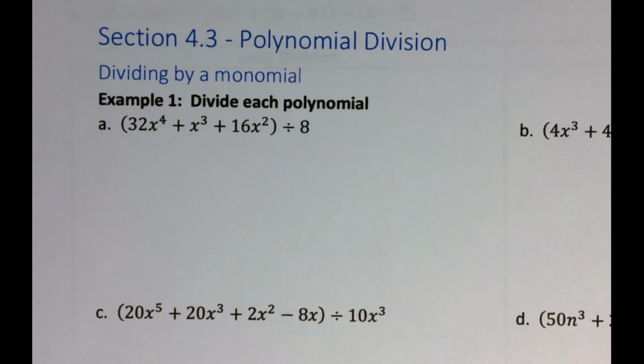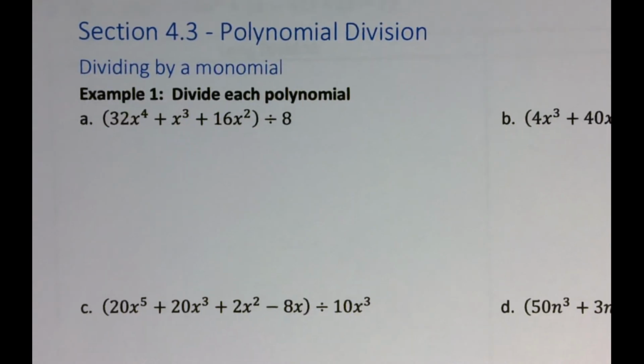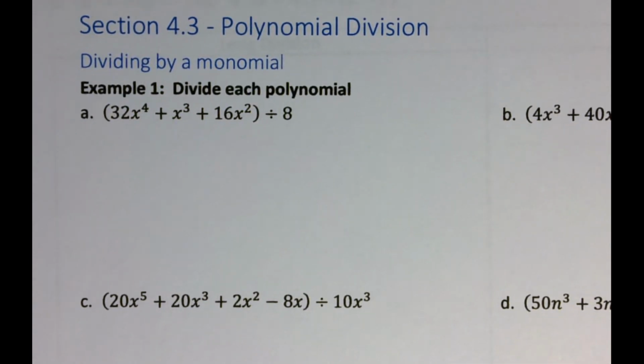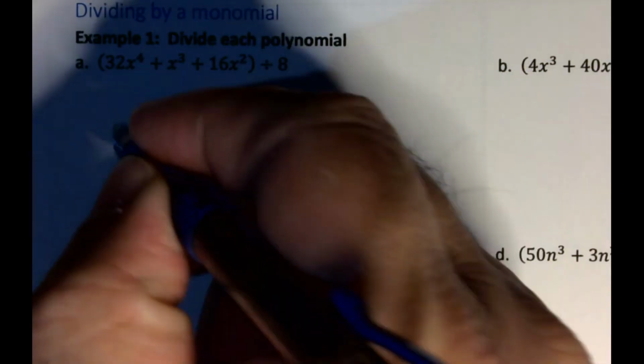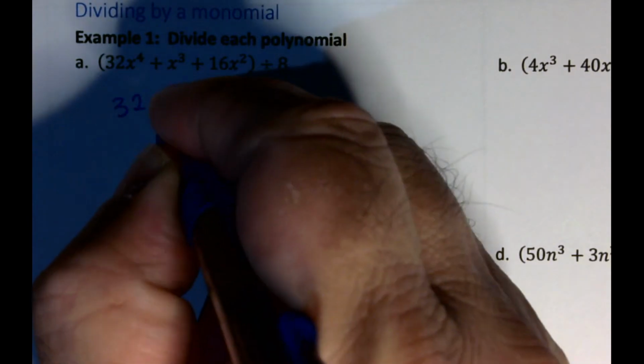Dividing polynomials, polynomial division. Today we're only doing example 1, A through D. We are dividing by a monomial. This is straightforward. It's so easy, however, that people may take it for granted and neglect studying for it. So be careful with that. Don't get cocky.